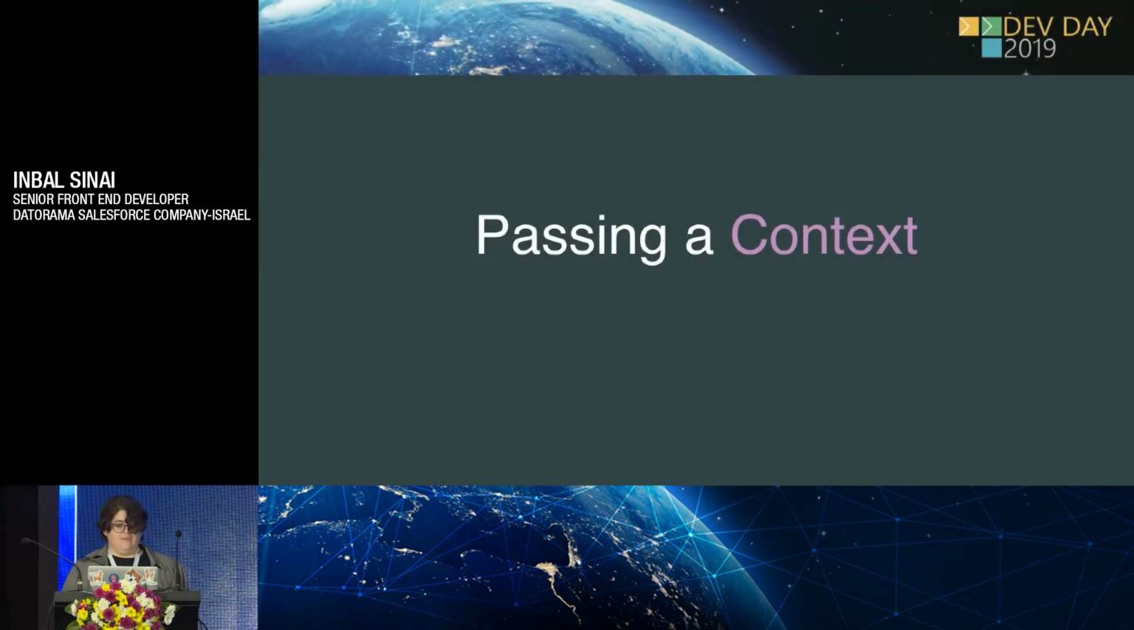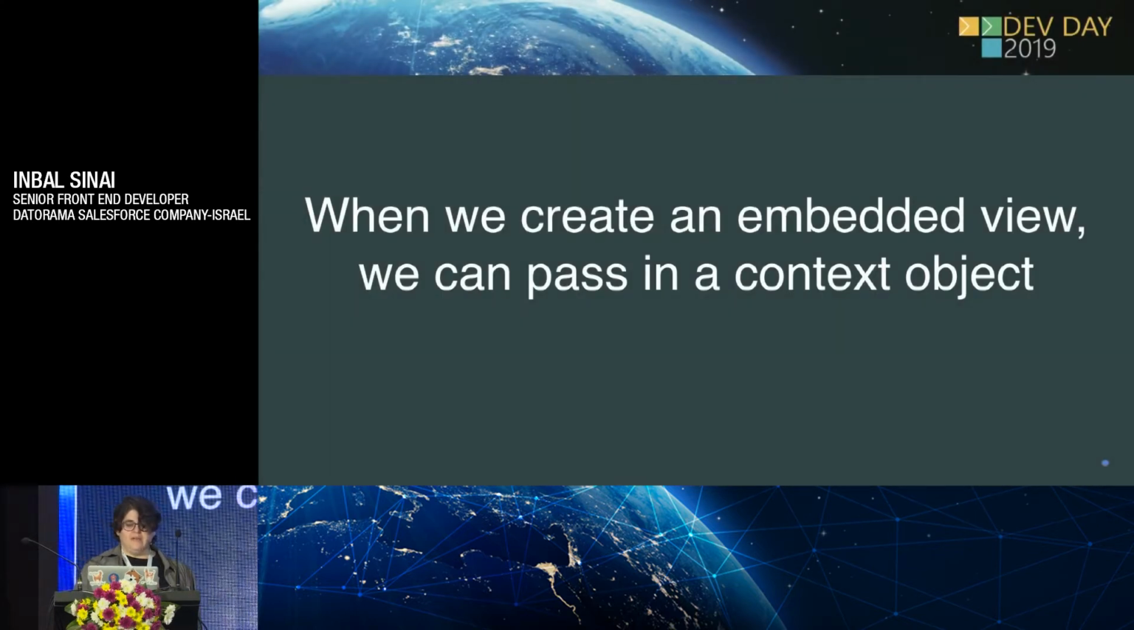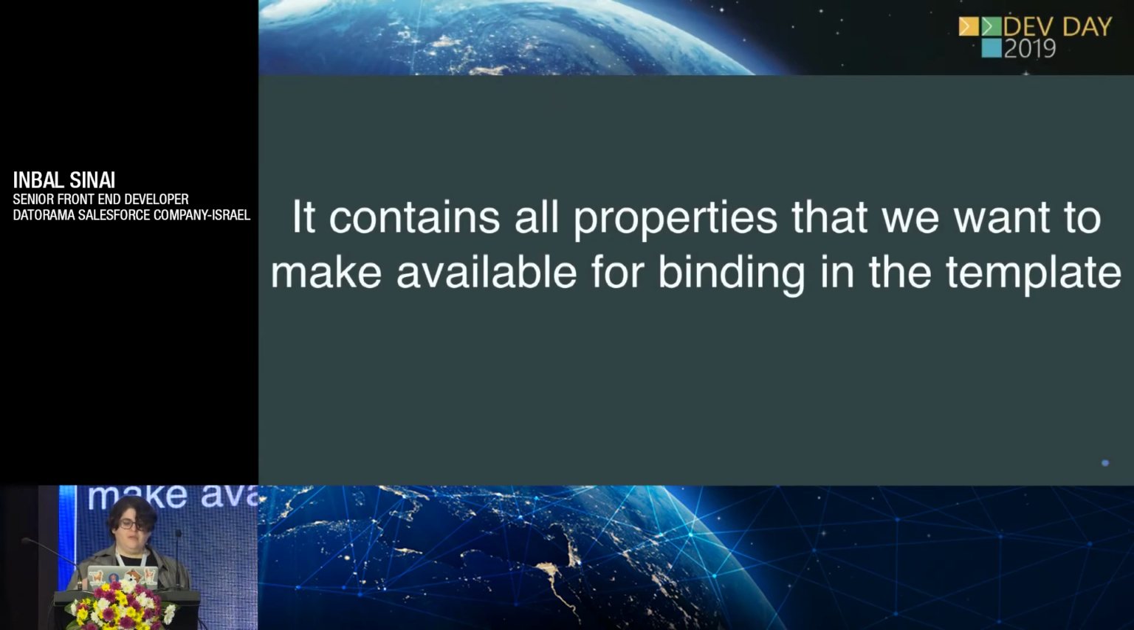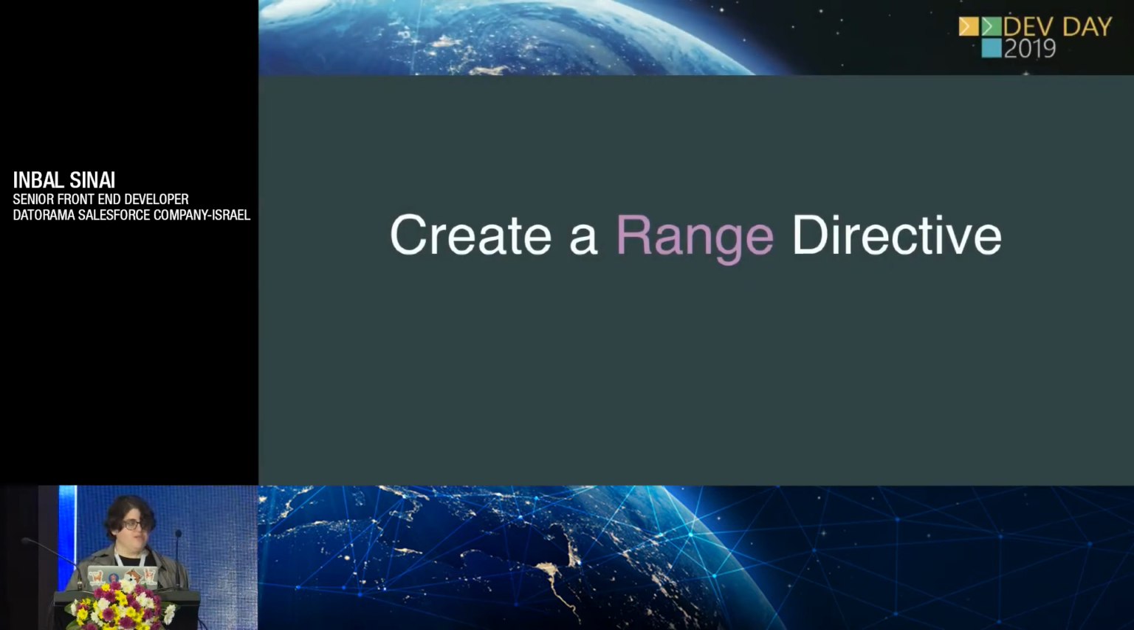Now, an even more powerful tool we have when creating our own structural directives in Angular is the ability to pass context. When we create an embedded view, we can pass it a context object. But why would we need that? Well, because it contains all the properties which we want to expose to our consumers. Again, this is a clever little piece of syntactic sugar delivered by Angular. So let's create another structural directive, a range directive, to use this feature so we can see its capabilities and how powerful that is.